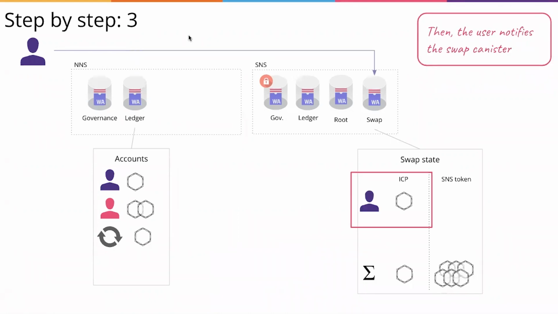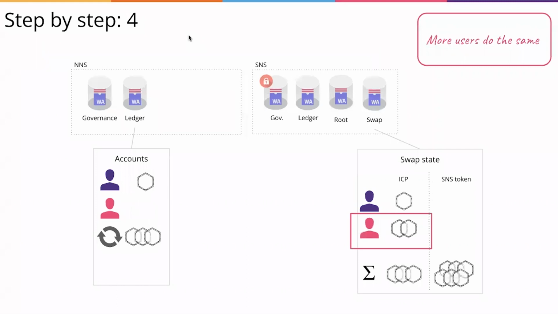The user then also needs to notify the swap canister that the transfer has taken place. The transfer is going into a sub account that's controlled by the swap canister, and so the notification is a key part of the flow to let the swap canister know that these tokens have been transferred. More users do the same. So there are now more users with sub accounts in the swap state, in the swap canister, and you can see that the sum of ICP is starting to accumulate in the swap canister.